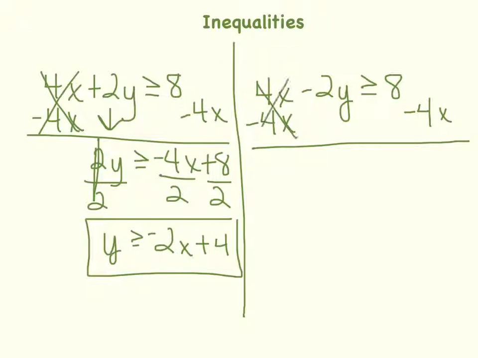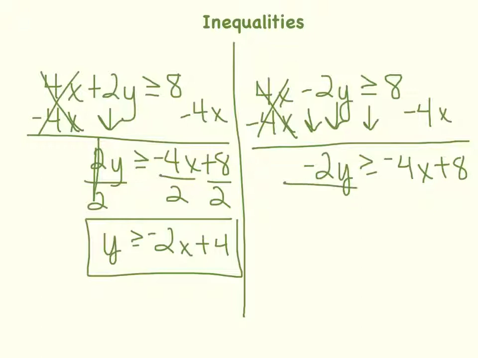I do that by subtraction. Now, I'm going to bring down the negative 2y. And I'll bring down the inequality sign, and then negative 4x plus 8. Now, if you notice, I have negative 2 times y. So that means I have to divide by a negative 2. And that means I will divide each term by negative 2.